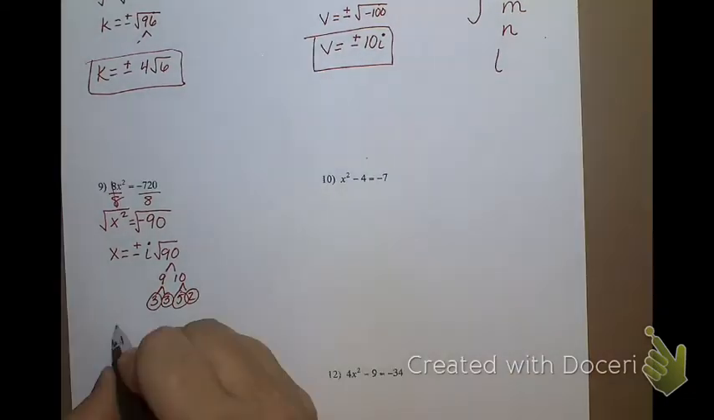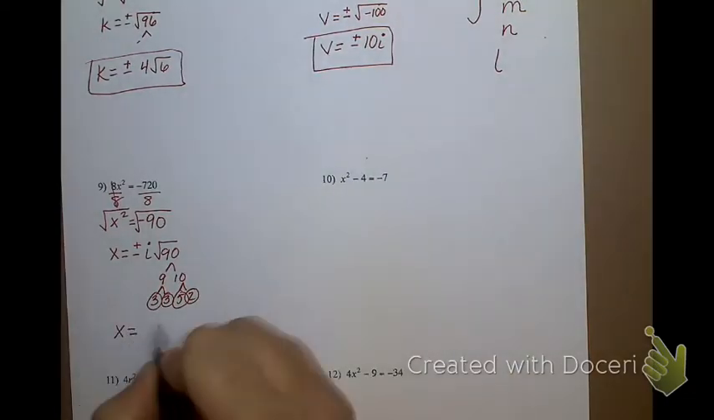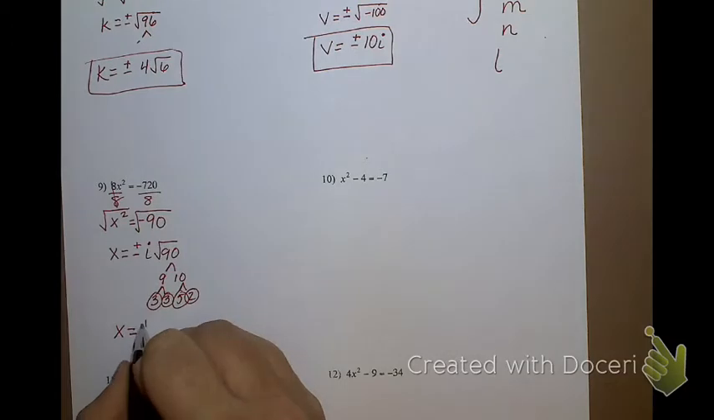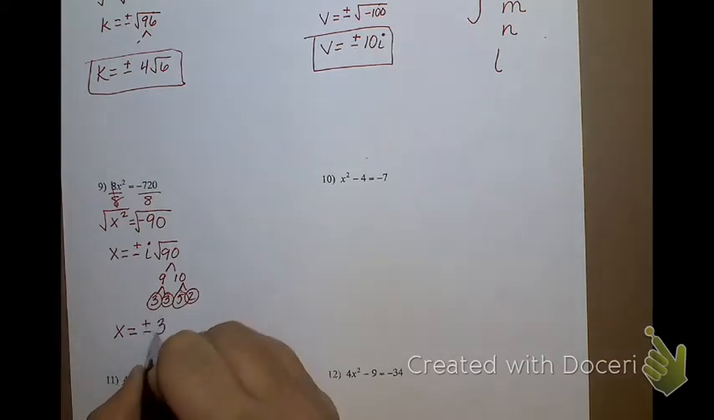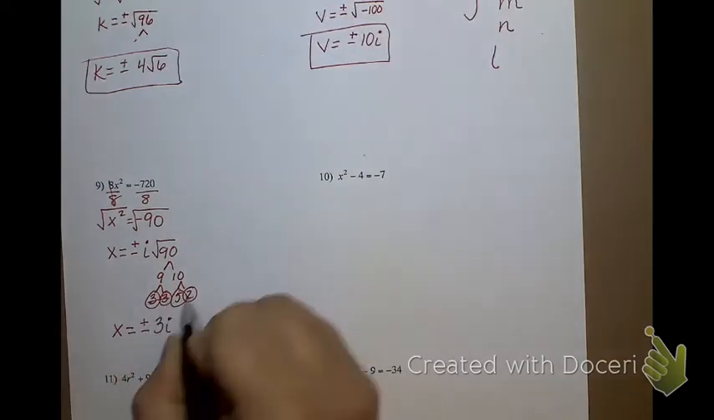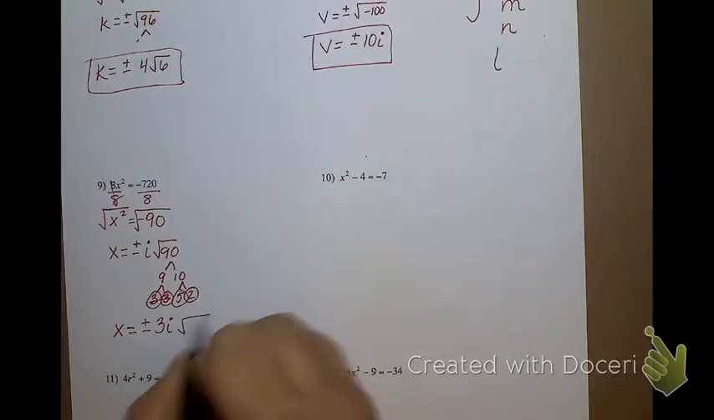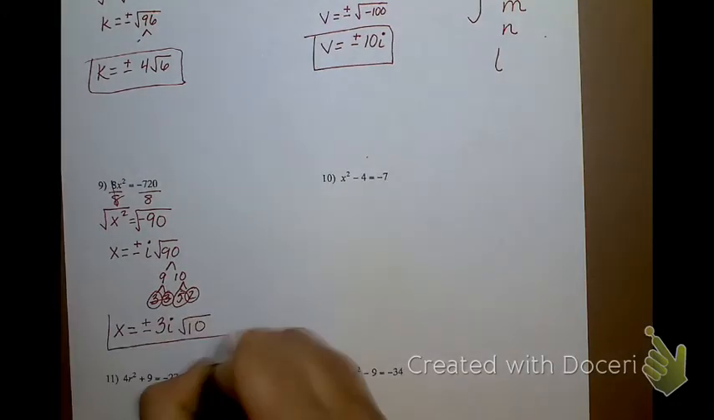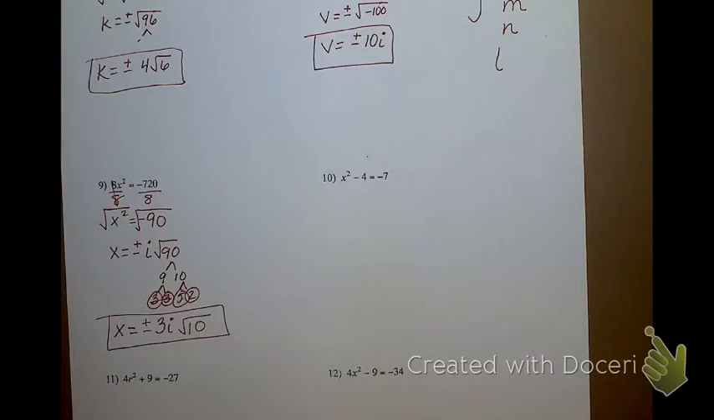All right, so what comes out? The 3. So, I have my plus or minus, the 3i, right? Yeah. And then 5 times 2 is left inside. There's my answer. Okay, that makes a lot of sense. Good deal. All right, you try 10 then.